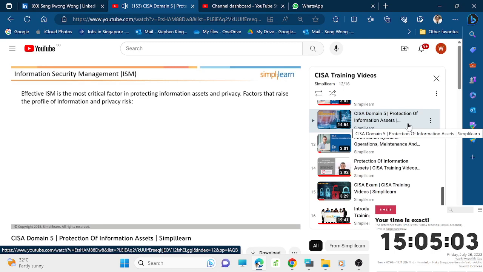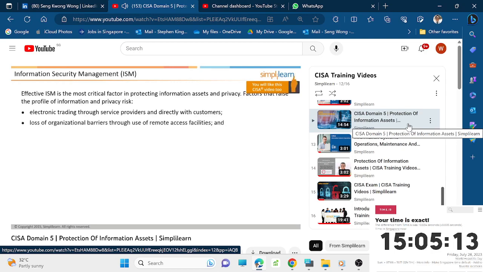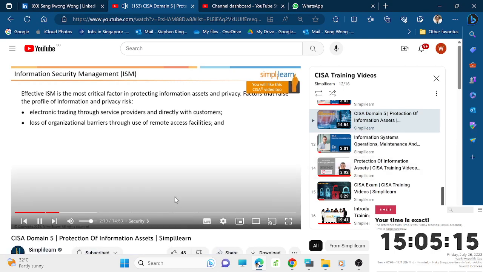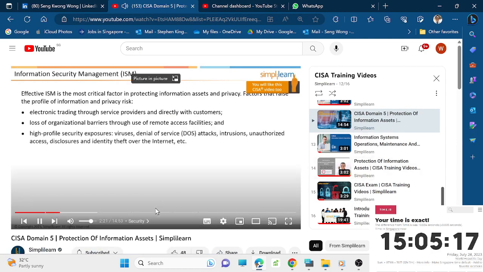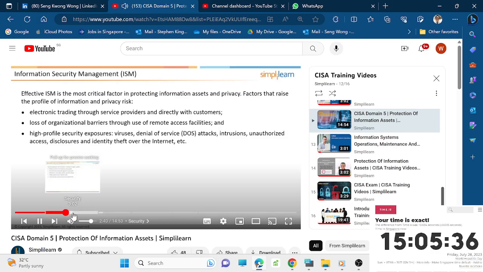The factors that raise the profile of information and privacy risk include electronic trading through service providers and directly with customers, loss of organizational barriers through use of remote access facilities, and high-profile security exposures, viruses, denial of service, DOS attacks, intrusions, unauthorized access, disclosures, and identity theft over the Internet, etc. Let us continue discussing Information Security Management, ISM, in the next screen.